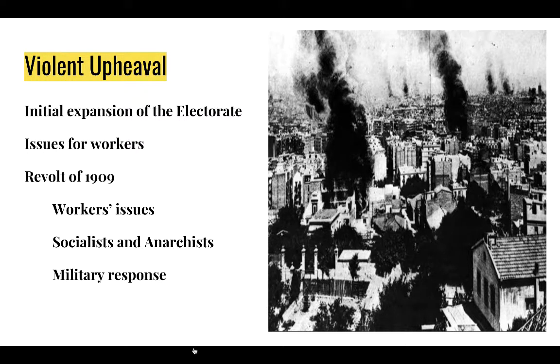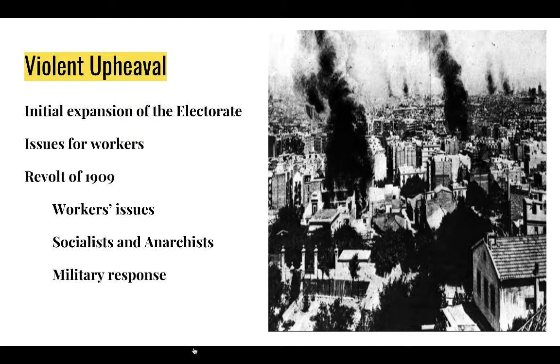Now, initially, you are going to get an expansion of the electorate, but that really doesn't do much. And a lot of this stuff has to do with workers. Spain had been industrializing, so more workers were looking for rights, and they just didn't have them. And then finally, in 1909, in Barcelona, a straight revolt will break out in June of 1909. Again, it goes back to the low wages and poor work conditions for the people specifically in Barcelona, but across the rest of the country.